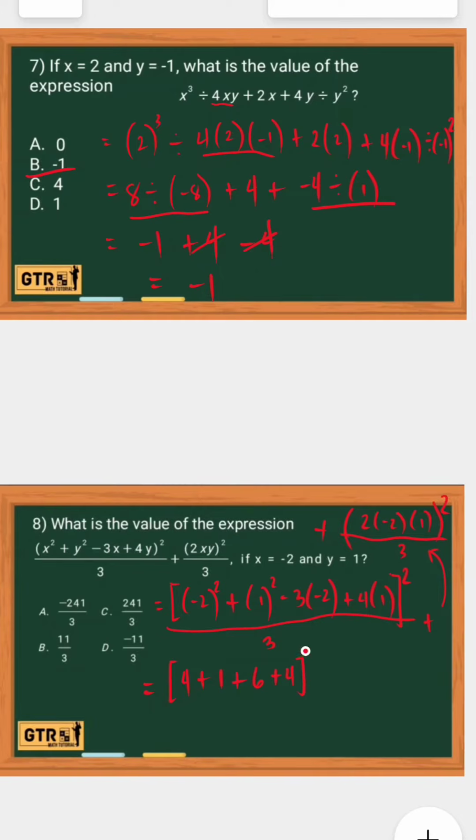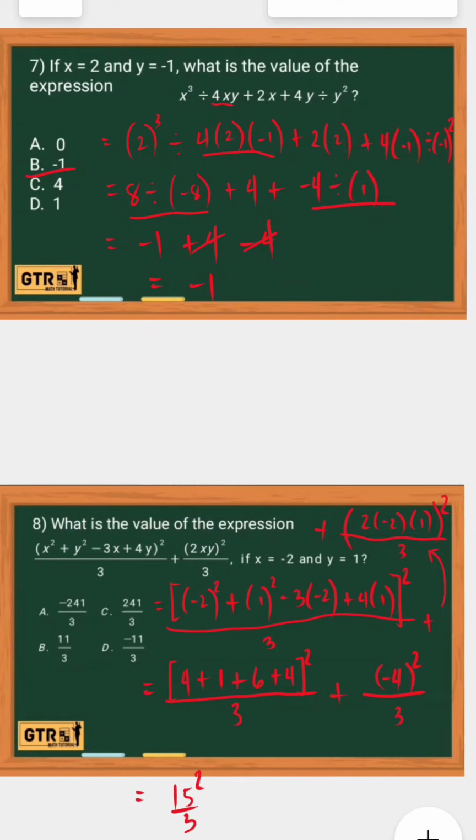Then naka-square pa lahat yan over 3. Then itong term na ito, so we have plus over 3 pa din yan. So 2 times negative 2 times 1, that is equal to negative 4. Then naka-square pa siya. Okay, so add muna natin. 4 plus 6, that is 10, and then 1 plus 4, so we have 15 squared.